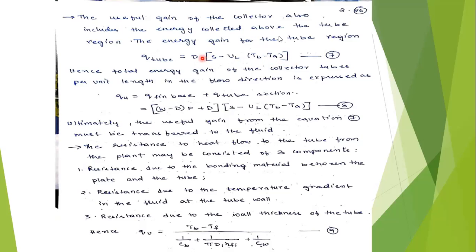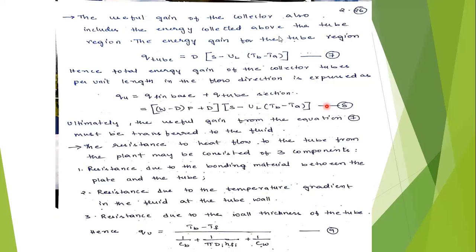So the total energy will be equal to, before we derived the Q fin base and now Q tube. The total energy gain of the collector tubes per unit length in the flow direction X is expressed as Qu is equal to Qu fin base tube energy plus tube section energy. If you combine these two equations, you will get the 8th equation.